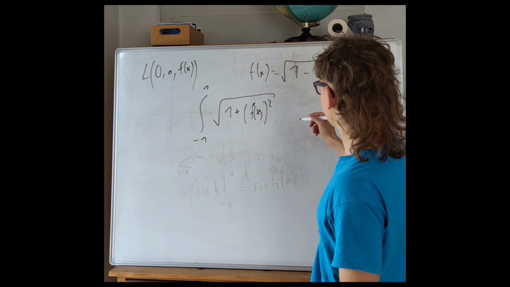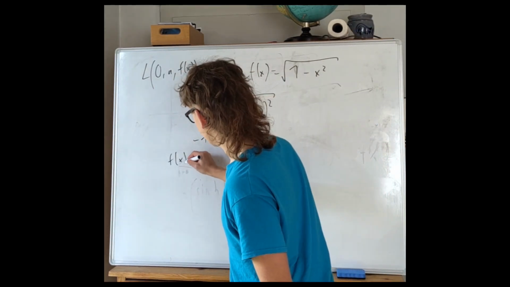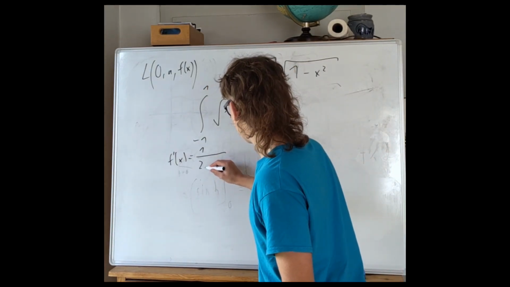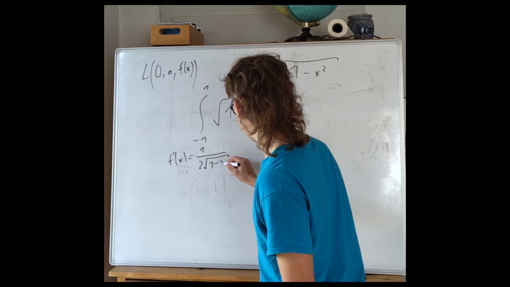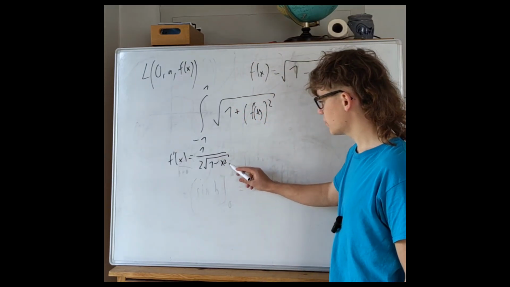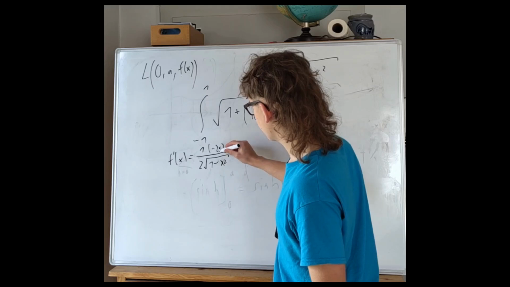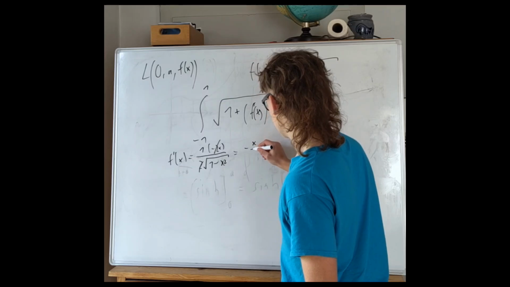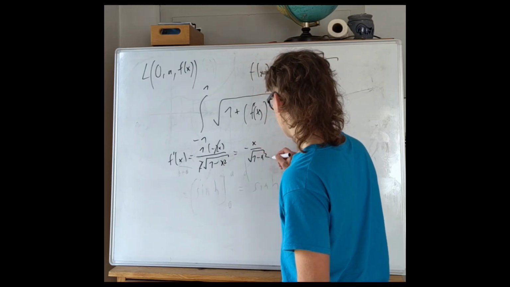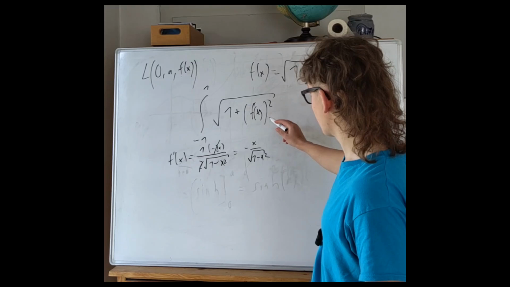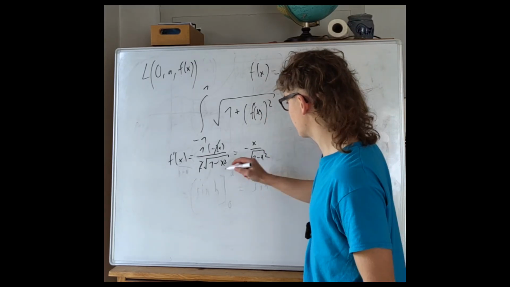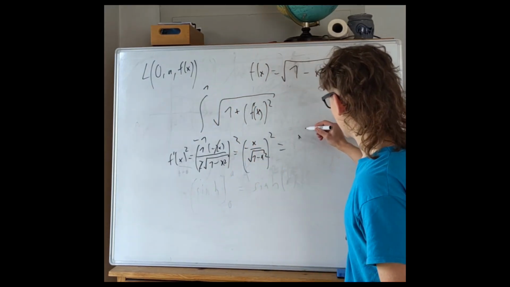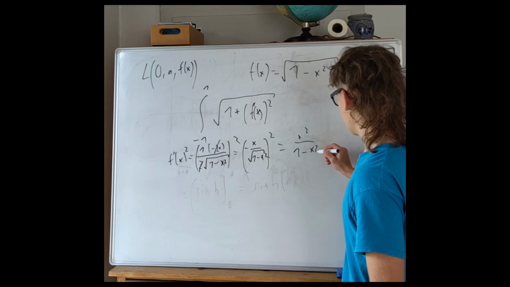So find out f prime of x. Well, this is equal to 1 over 2 times the square root, the inside stays the same. Now we apply the chain rule. This is minus 2x. The 2's cancel. So this is equal to -x over the square root of 1 minus x squared. Now we need to square all of this. So square this, square this, square this, and this is equal to x squared over 1 minus x squared.